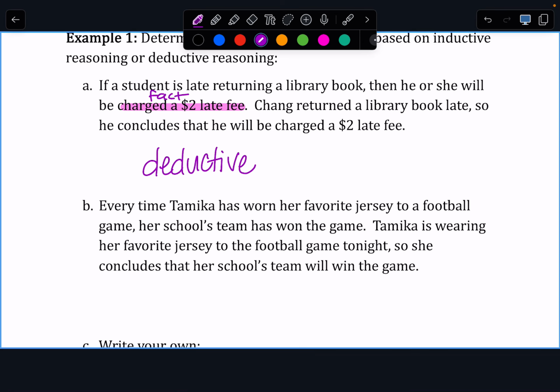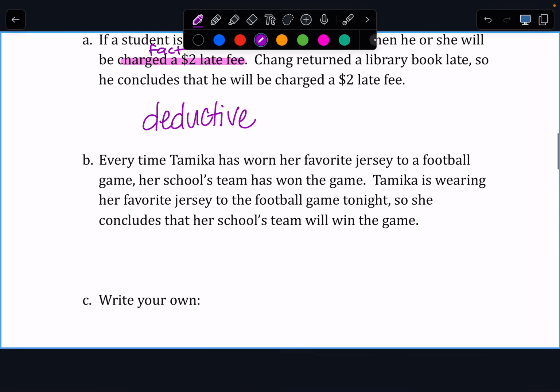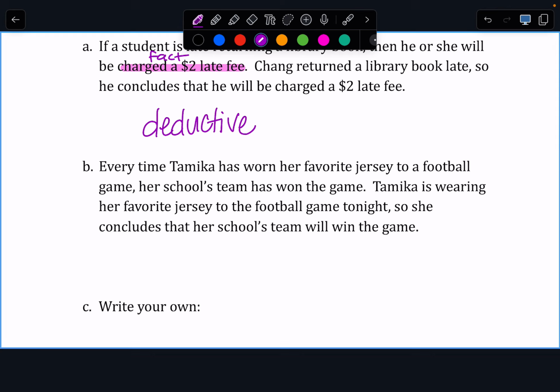Okay, now, Ethan, you and Aaron, did you talk? Excellent. What do you think about Tamika? And why? It's a pattern. It's not a fact that when she wears her jersey, then the team will win. But it's a pattern that she's found. It's almost a little superstitious, right? I'm sure none of you have any patterns that you follow for your team.